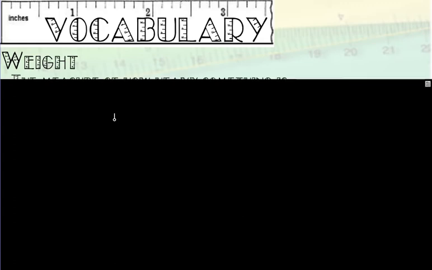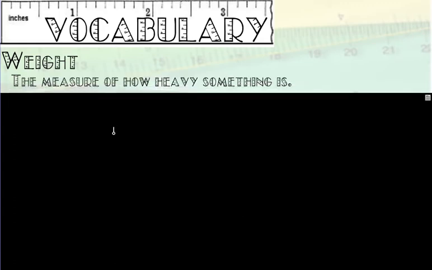Then moving on, we have weight. Weight is the measure of how heavy something is. So weight and mass are different. Weight involves gravity. So you would weigh a different amount on Earth than you do on the moon. Because with weight, it's accounting for the gravitational pull against your body. So when you stand on the scale, your body is being pulled onto that scale by gravity. So it's including that gravitational pull for weight.